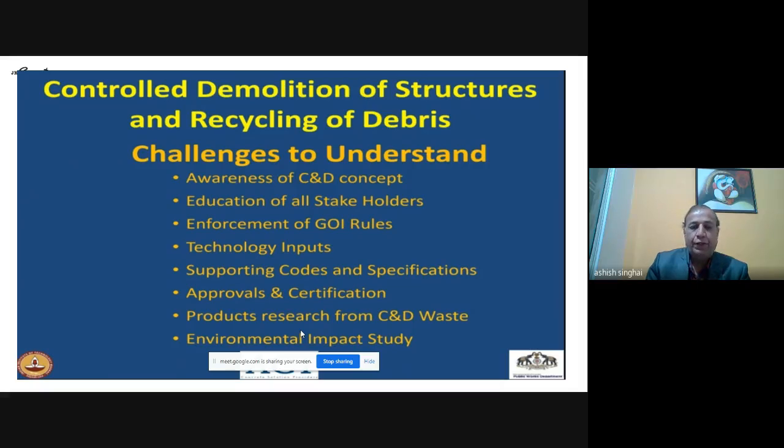Codal specifications have to be properly provided. Approvals and certification, product research from C&D waste. A lot of research is being done. It is not that no work has been done. So many researchers are doing their projects on C&D waste, and I'm sure with more knowledge gained and more experience, we'll have some good codal specifications in place. Government will be more encouraged to adopt these technologies, and stakeholders will be more educated and aware.